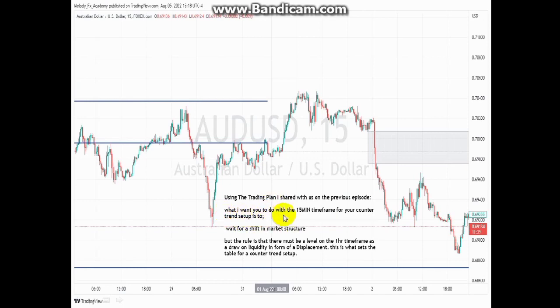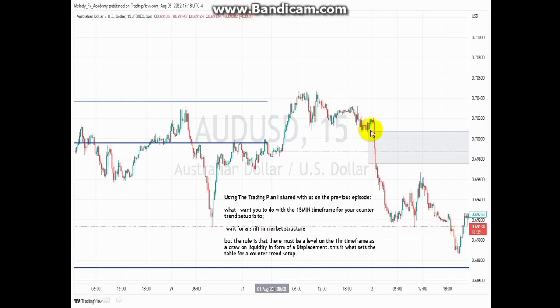The next time frame is the 15-minute chart. What I want you to do with the 15-minute chart is this: the level of the displacement on the 1 hour time frame is going to be your draw on liquidity, because what we are seeing right here is expansion. The market was consolidating, moving sideways, then it created this expansion. So the next phase we are expecting the market to go into is retracement.